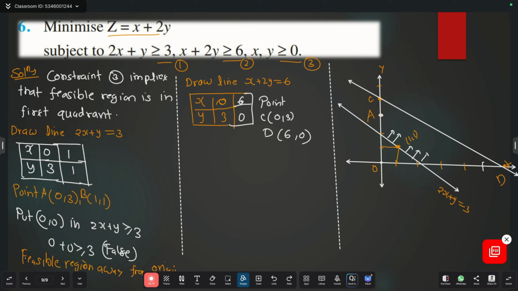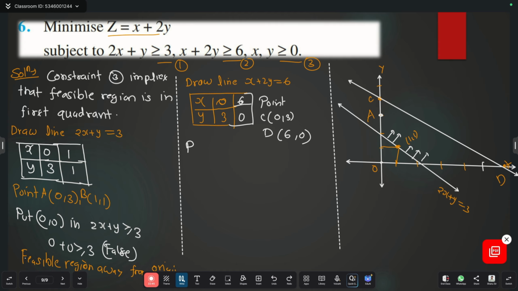Now if you put the origin, the feasible region of this line is away from the origin, so it will come this side, and this is saying this side. So when you follow all the diagram, it will come this, and this will be the unbounded feasible region.